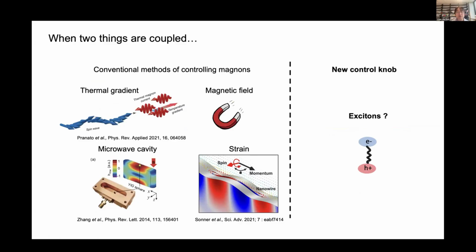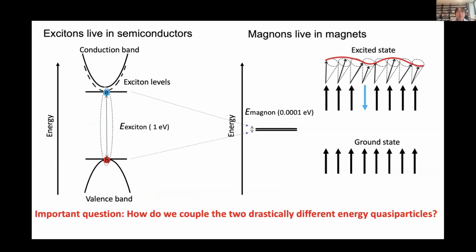So excitons and magnons themselves have a lot of interesting applications, and having this extra control knob essentially gives us easier access to controlling one or the other using them. All right, so for those reasons, we want to study how the magnons and excitons, which have very, very different energy scales, couple together.